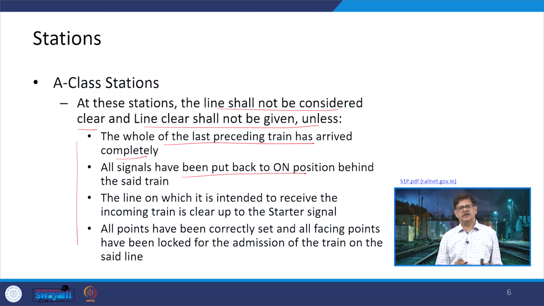That means the train now cannot come from the back unless this train has moved by a certain distance or the blocks. The line on which it is intended to receive the incoming train is clear up to the starter signal. So, up to that particular location everything is clear, there is no obstruction, then only the line clear can be given. All points have been correctly set, all facing points have been locked, and the train can be taken on that particular line on which these points are being set or they have been locked.